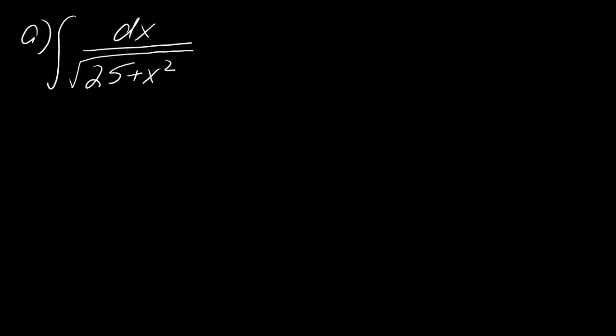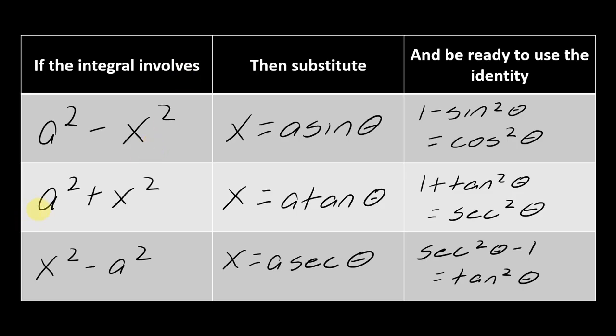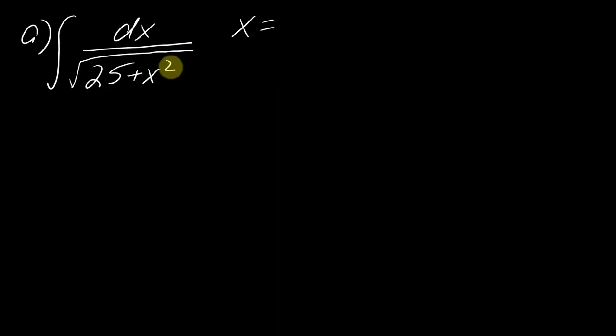All right, so that being said, with this example here, I've got this 25 plus x squared, and I can't easily use u substitution with this. So I can see that I'm out of options. And so what I'm going to do is I'm going to set my x equal to... So this is 25 plus x squared. If I just look at this chart, a squared plus x squared, so this is now 25 plus x squared. So my x is going to be just a tangent theta. So my a squared in this case is 25, therefore my a is 5. So this will be 5 tangent theta.